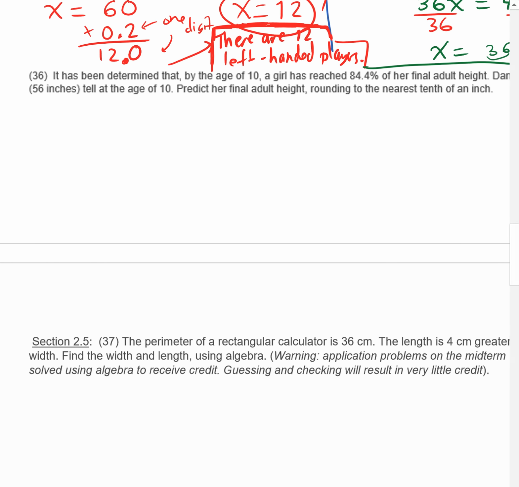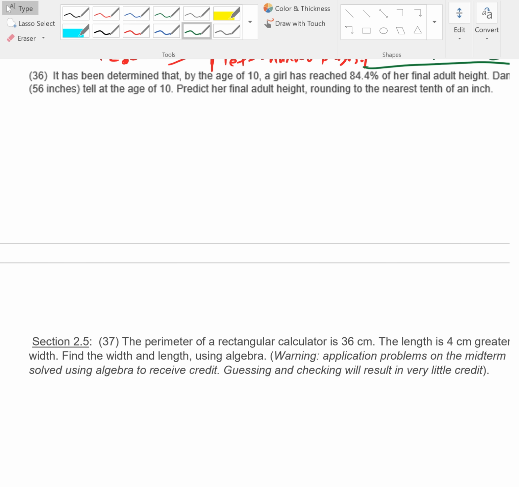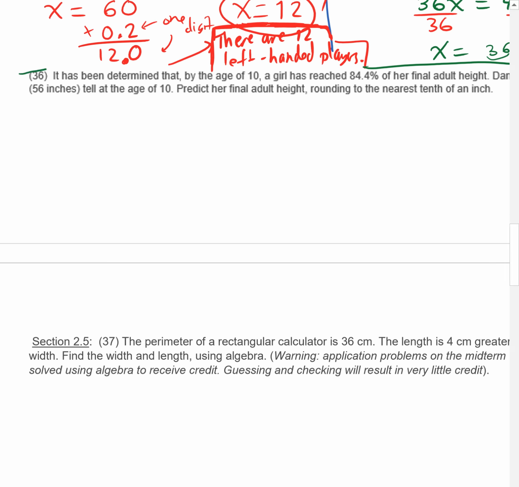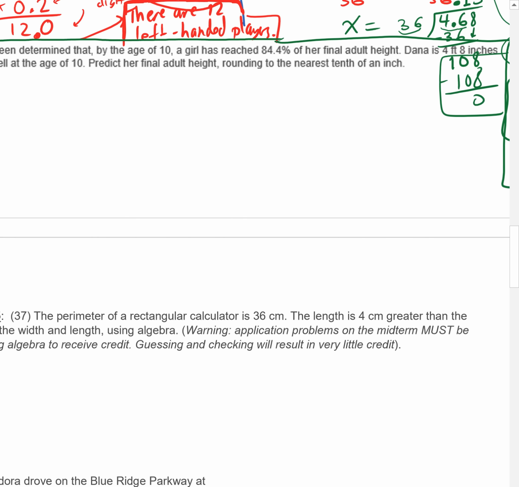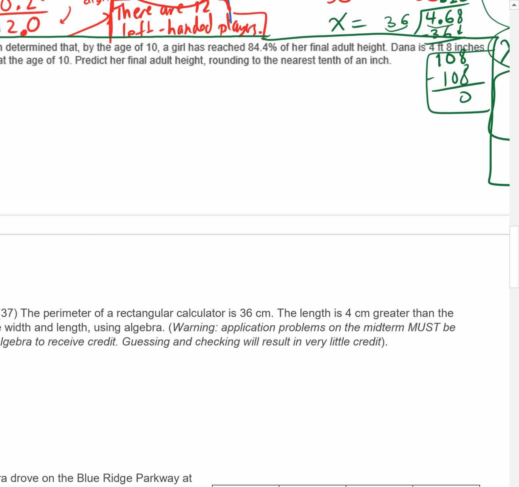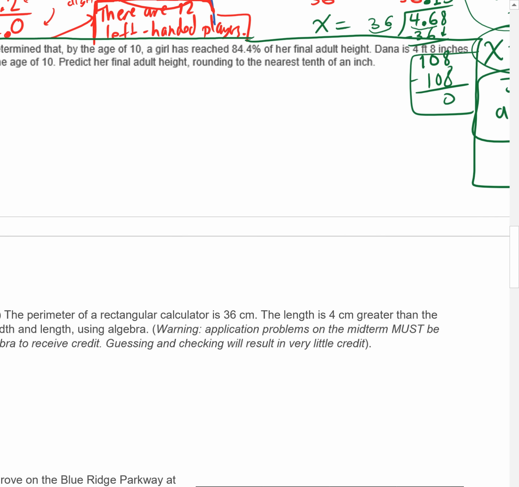Now we can try the last one in this section. So what is this one talking about? It says, it has been determined that by the age of 10, a girl has reached 84.4% of her final adult height. That's kind of interesting, huh? 10's pretty young. But it is true that girls grow fast and stop, and then boys start growing more. So wow, that's pretty early though, 10.